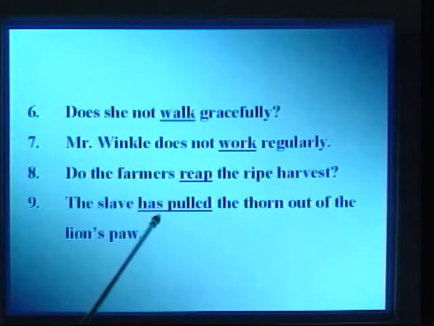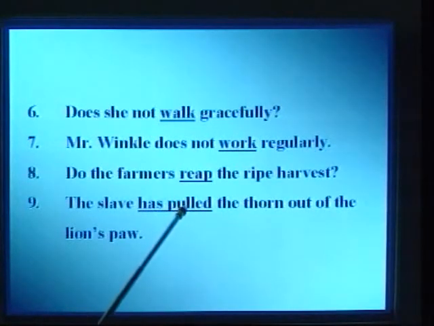The slave has pulled the thorn out of the lion's paw. See, slave is the subject. About the slave only we are talking, isn't it? Then you have has. Pulled is the third form of pull. So naturally you have subject plus has plus V3. This is present perfect tense.